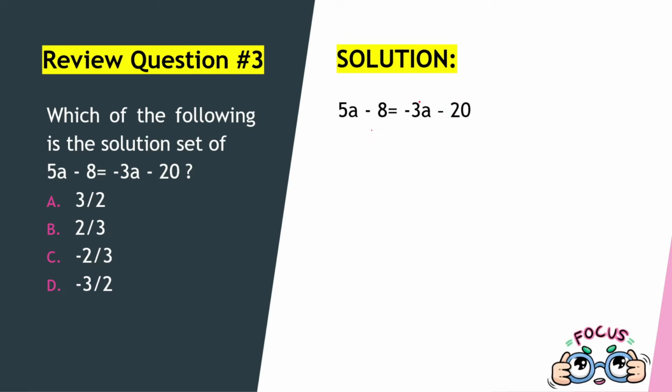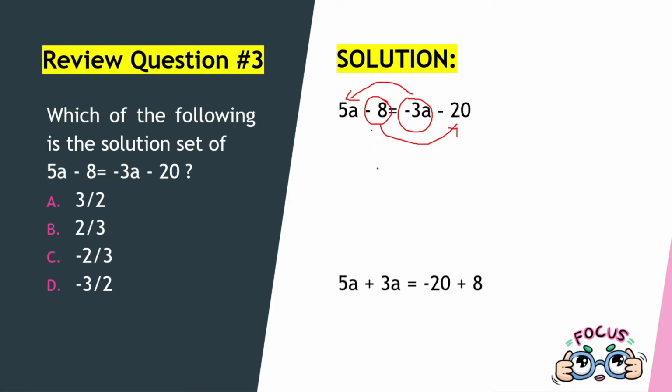So, here, we transpose this negative 3a to the left side of the equal sign, while this negative 8 we transpose to the right side of the equal sign. So, everything that crosses the equal sign changes its sign. Always remember that. From negative 8, it will become plus 8. From negative 3a, it will become plus 3a. So, this is what comes out.